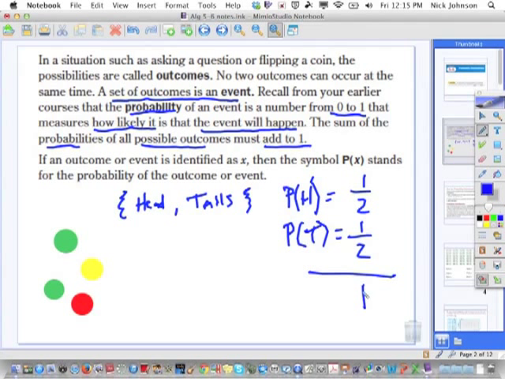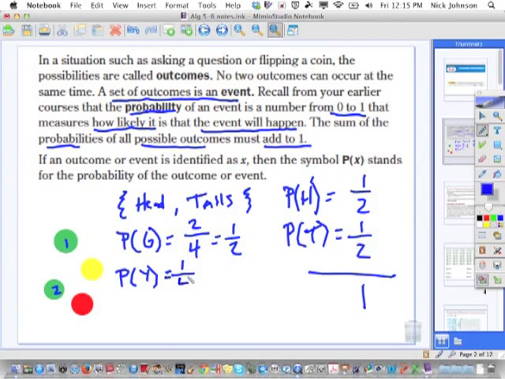So for instance, if you look over here at these circles, the probability of getting a green would be 2 greens out of 4 circles, which is the same thing as 1/2. Probability of getting a yellow is 1 yellow to 4 circles. And the probability of getting a red is 1 out of 4 as well. 1/2 plus 1/4 plus 1/4 also equals 1.